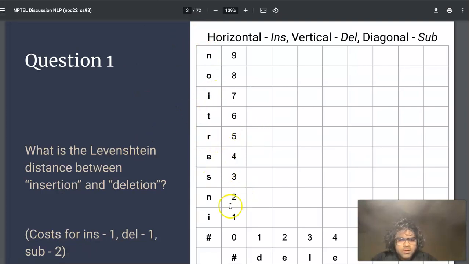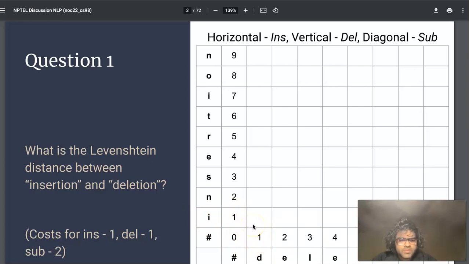Then we need to go forward like this one. Take the minimum of these 3 cells. This 1 plus 1 is 2, and this 0 plus 2, because I and D are not the same, and this is 1 plus 1, so all these values are 2.